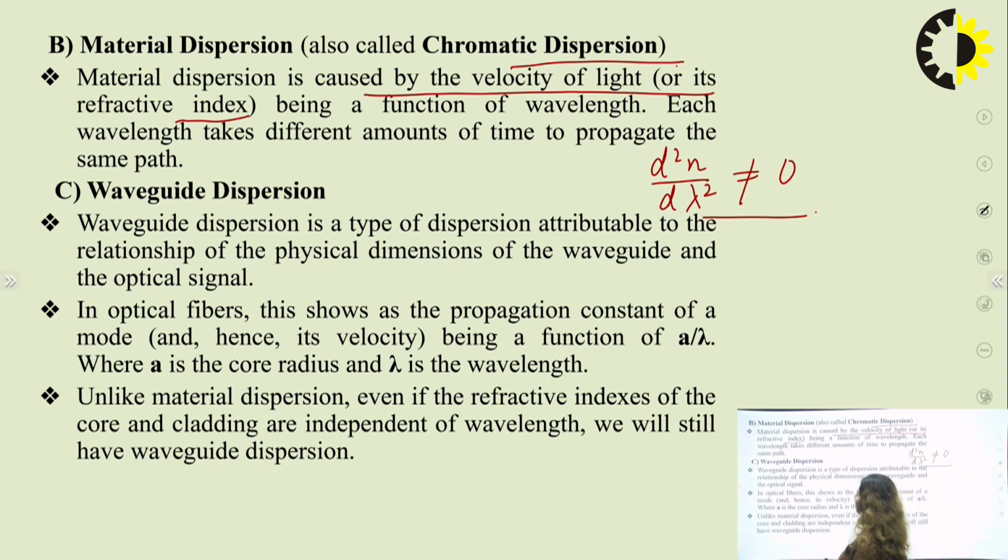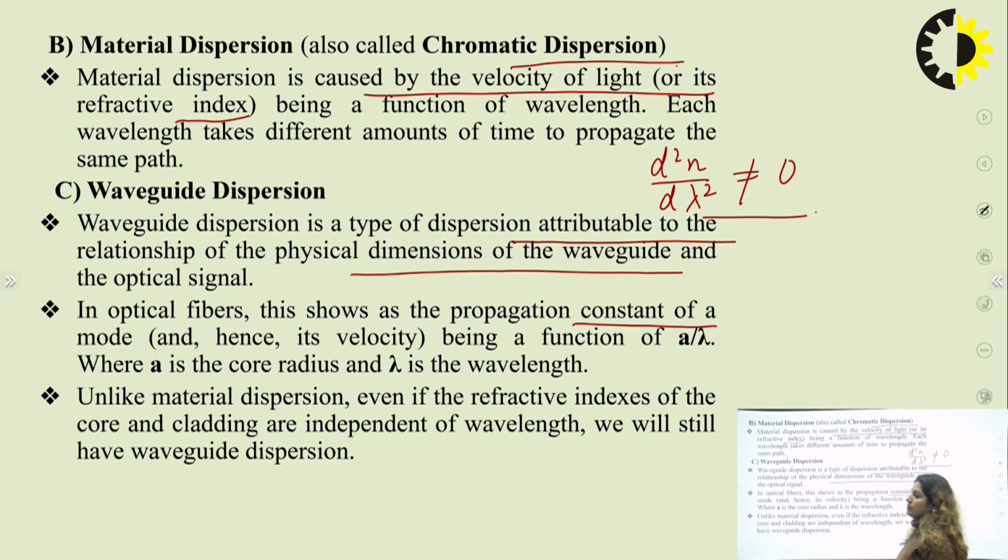Next is the waveguide dispersion. Waveguide dispersion is a type of dispersion attributable to the relationship between the physical dimension of the waveguide and the optical signal. In optical fibers, this shows up as the propagation constant of the mode, and hence its velocity, being a function of a by lambda, where a is the core radius and lambda is the wavelength. Unlike material dispersion, even if the refractive indices of the core and the cladding are independent of the wavelength, we will still have some waveguide dispersion. So basically, if d square n upon d lambda square is not equal to 0, in that case there will be a dispersion called material dispersion or waveguide dispersion.